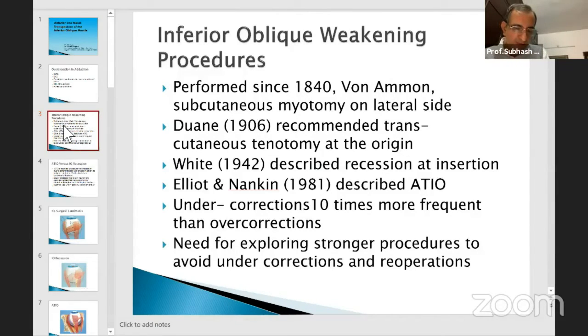We should keep in mind that undercorrections are 10 times more frequent than overcorrections. Quite often we end up with an undercorrection after inferior oblique surgery. So we must guard against this by devising stronger procedures and titrating them so that we don't end up with undercorrections. Undercorrections would mean a vertical component as well as a torsional component. The torsion is also important, and we tend to overlook assessing it. At times it can create a lot of difficulty for the patient because he may not be able to fuse because of the torsional issue. Otherwise the vertical and horizontal deviations may not be much different, but if there is a torsional component, he will have a lot of difficulty.